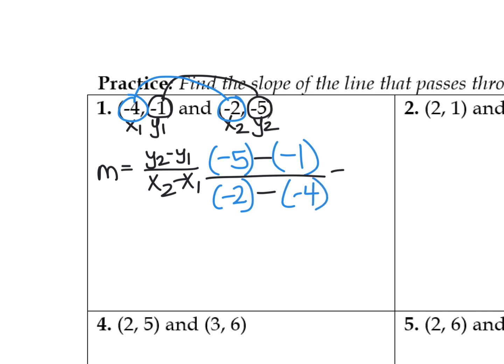So then we simplify. You can use your calculator. -5 minus -1 would give us -4. And then on the bottom, -2 minus -4 is a positive 2. Then we look to see if we can simplify this. Negative 4 divided by 2 is negative 2.